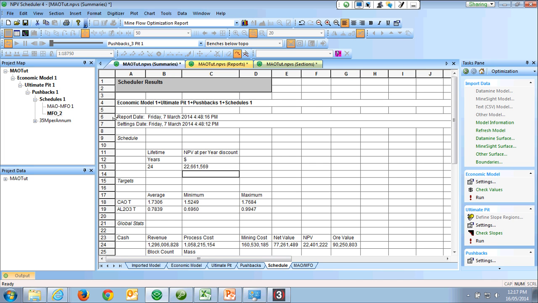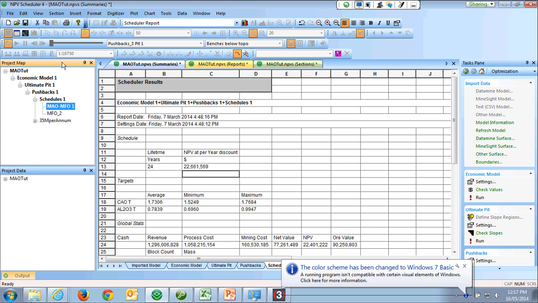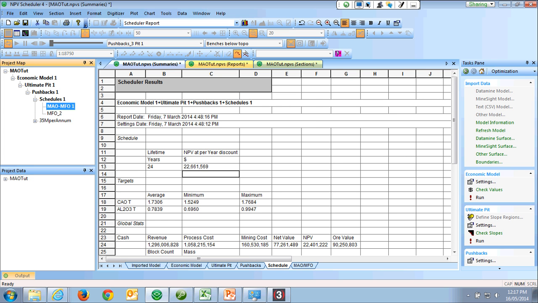So I have here a MAO project. The original schedule ran for 24 years and had an NPV of 22.6 million. This is the case where there is a single plant, processing plant, and its costs are fixed.